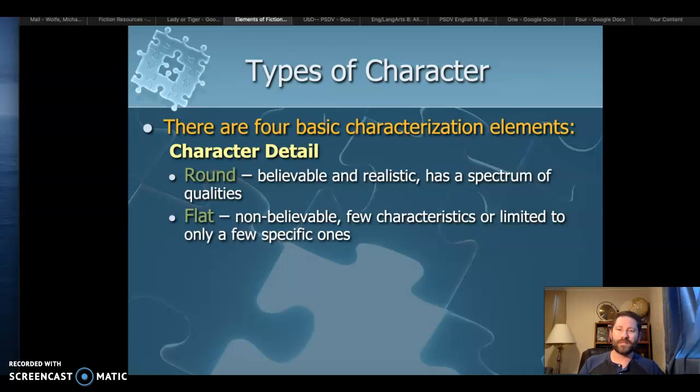Whereas a flat character is really a bit more of a non-believable character. They don't have a lot of characteristics, or they're limited to a few specific ones. Now, flat characters tend to, while they aren't always evil, right? Flat characters can absolutely be the sidekicks and so on of the main character. They don't have a lot of detail to them, and they may still be really likable characters to us. They may be someone that we really root for or that we like and we admire, but they don't really have much detail to them.